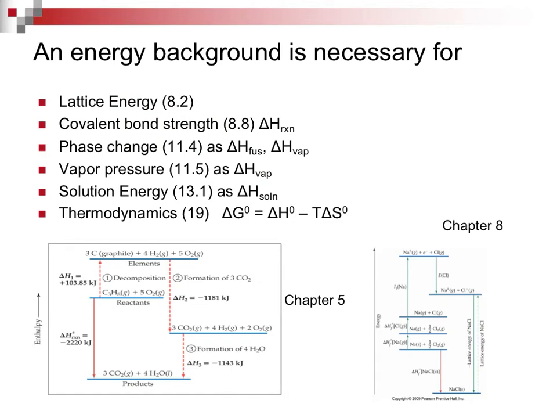So why do we need to have this energy background? Well, I've got to convince you. When we get to chapter 8, you'll learn about lattice energy. Later in chapter 8, we'll learn about covalent bond strength. In chapter 11, we'll learn about all types of enthalpies of fusion and vaporization and vapor pressure. When we get to chapter 13, it'll be heats of solution. And finally, all of energy is wrapped up in thermodynamics in chapter 20 in chemistry 1220.